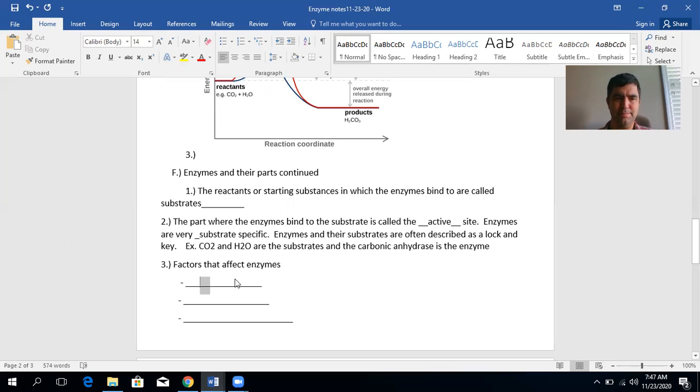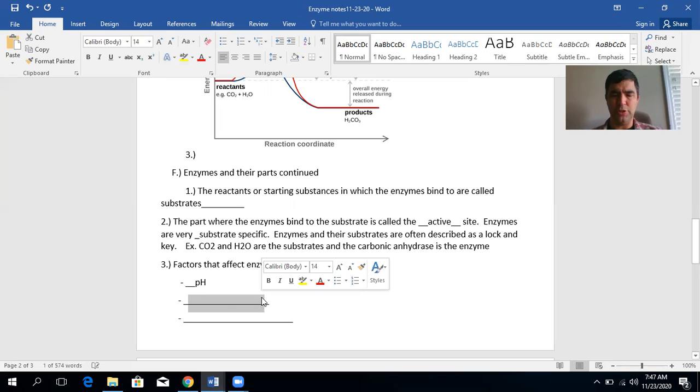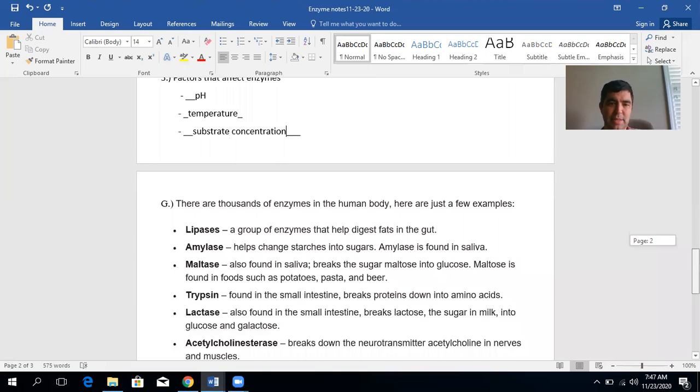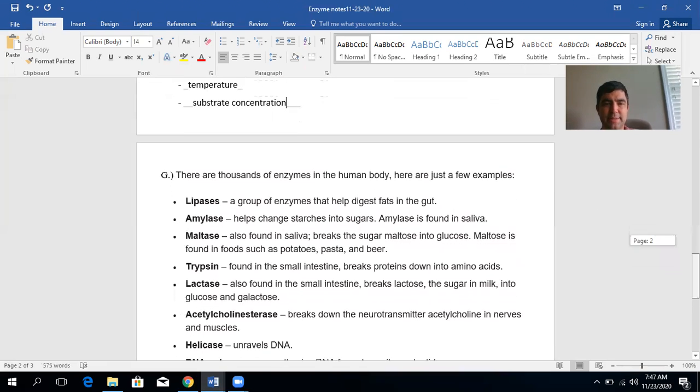Factors that affect the enzyme. We actually read about one already, which is pH, how acidic or basic it is. The other thing is the temperature. And the other thing is the substrate concentration, how much of the reactant you have. If you don't have much, there's not going to be much activity. You might have a lot of enzymes, but if you don't have much substrate, you may not have much activity.